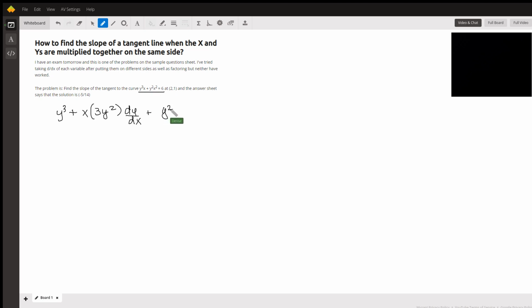This y squared times the derivative of x squared, which is 2x, plus the second term, x squared, times the derivative of the first term, 2y dy/dx. And then the derivative of the 6 on the right side is 0.